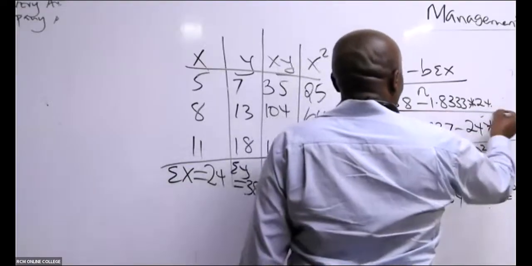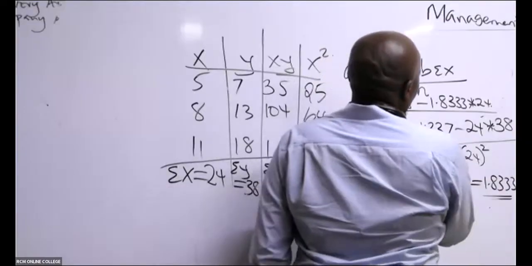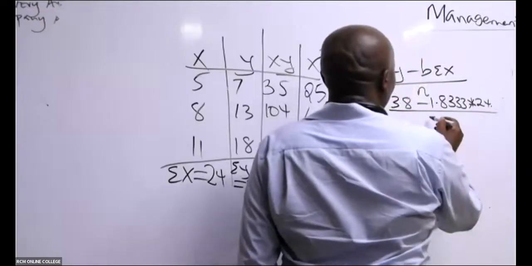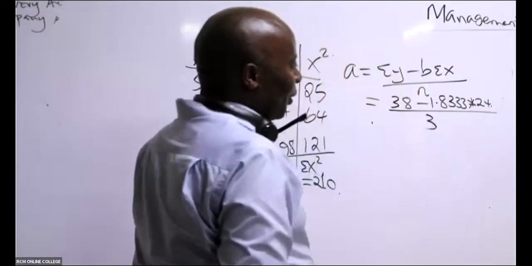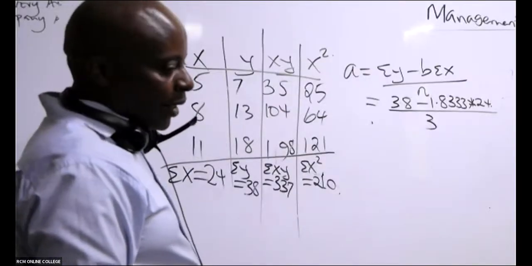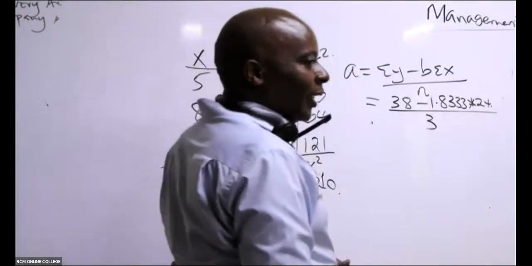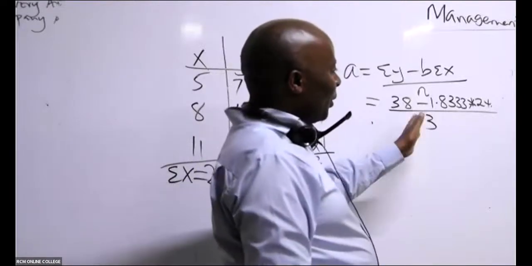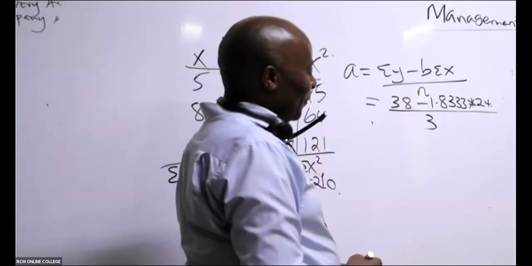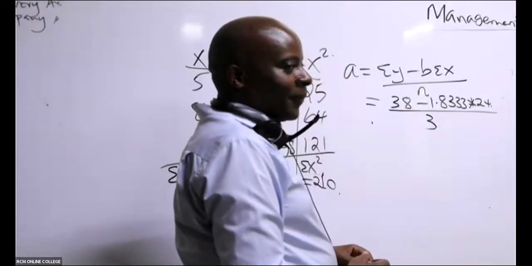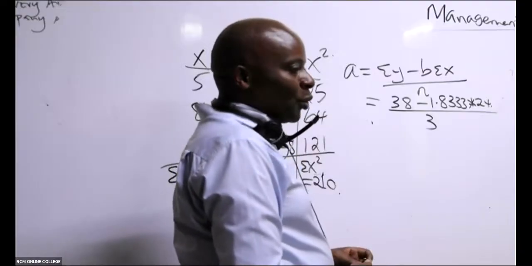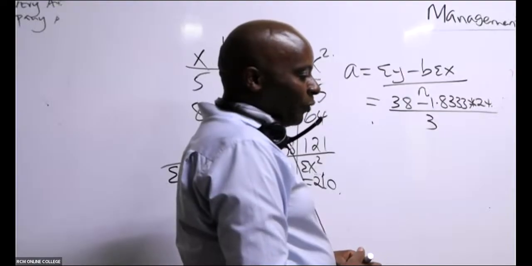And then everything to be divided by who? N, the number of points. And how many points are there? There are 3, isn't it? 3 points. So then can you kindly give me the numerator? 38 minus 1.8333 times 24. 38 minus 1.8333 times 24 will end up giving me what figure?